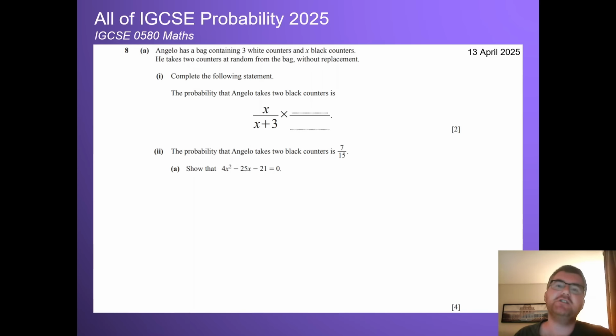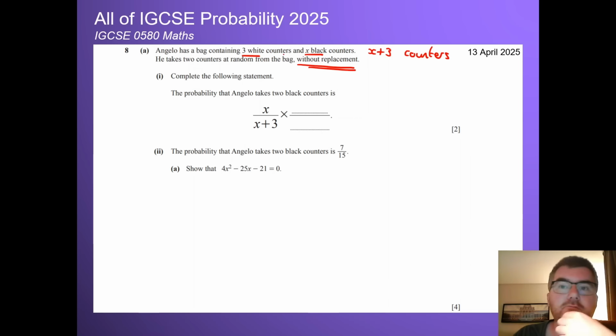Okay, on to the next question, something a bit more tough compared to what we've done so far. So Angelo has a bag containing 3 white counters and x black counters. So that means we have x plus 3 counters in total. I'm doing these things as I go along. He takes 2 counters at random from the bag, without replacement, so reduced by 1, okay.